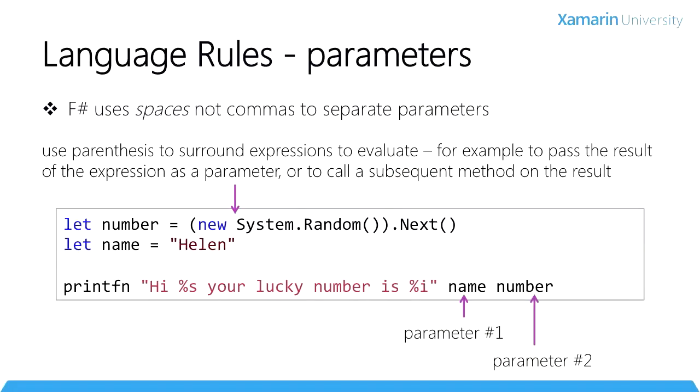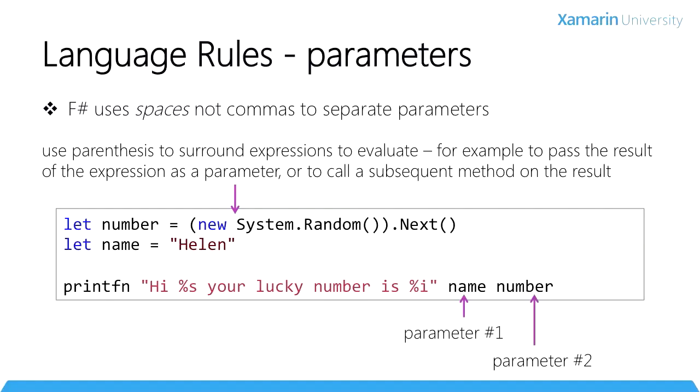And here's an interesting example which will trip you up as you transition from C# to F#. F# doesn't use commas to separate parameters passed to methods or functions. Instead, we use spaces to delineate parameters. And here you can see we're calling printfn to output two values, but you'll notice the space between them.